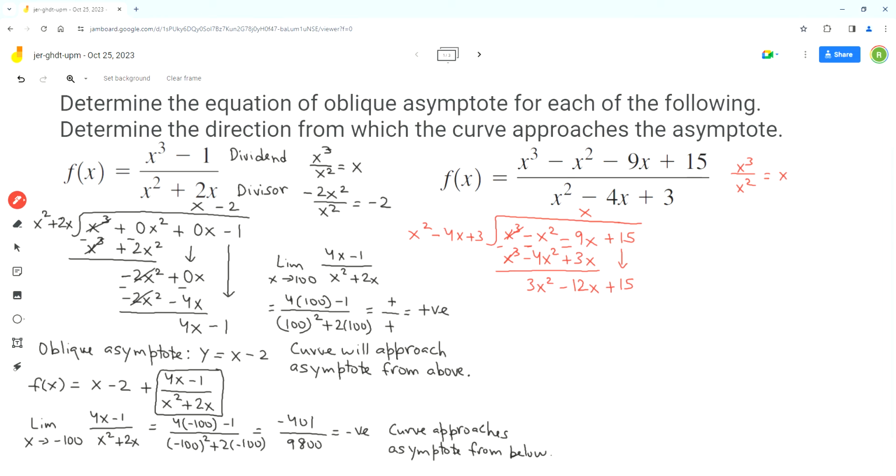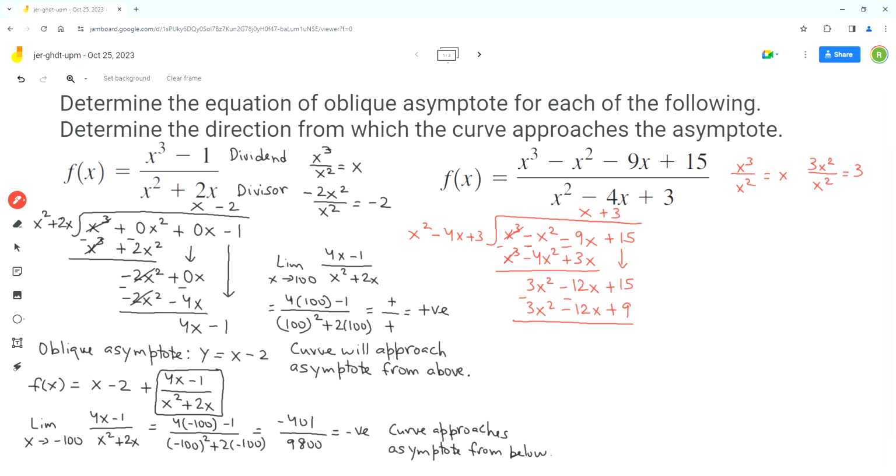Now we have to get rid of 3x squared. So we'll divide 3x squared by the first term in the divisor, which is x squared, to get the second term in the quotient, which is equal to 3. So plus 3. So now we'll multiply the divisor by 3. So we get 3x squared minus 12x and then plus 9.